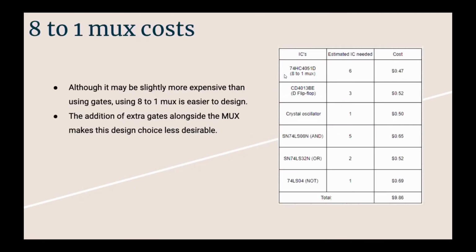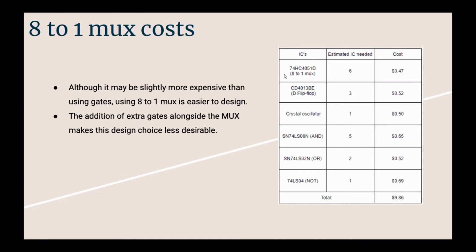Right here I have an image of my quick scratch work using my AND gates, and my cost for my 8-to-1 MUXes. I found one on DigiKey, I believe that was the website: the 74HC4051D 8-to-1 MUX. It came out to 47 cents, and I would need 6 of those. And again, my flip-flop and oscillator are part of my initial cost. Then my AND gates, OR gates, and NOT gates, I estimated to be around 5, 2, and 1 of them respectively, which came out to a total of $9.86.